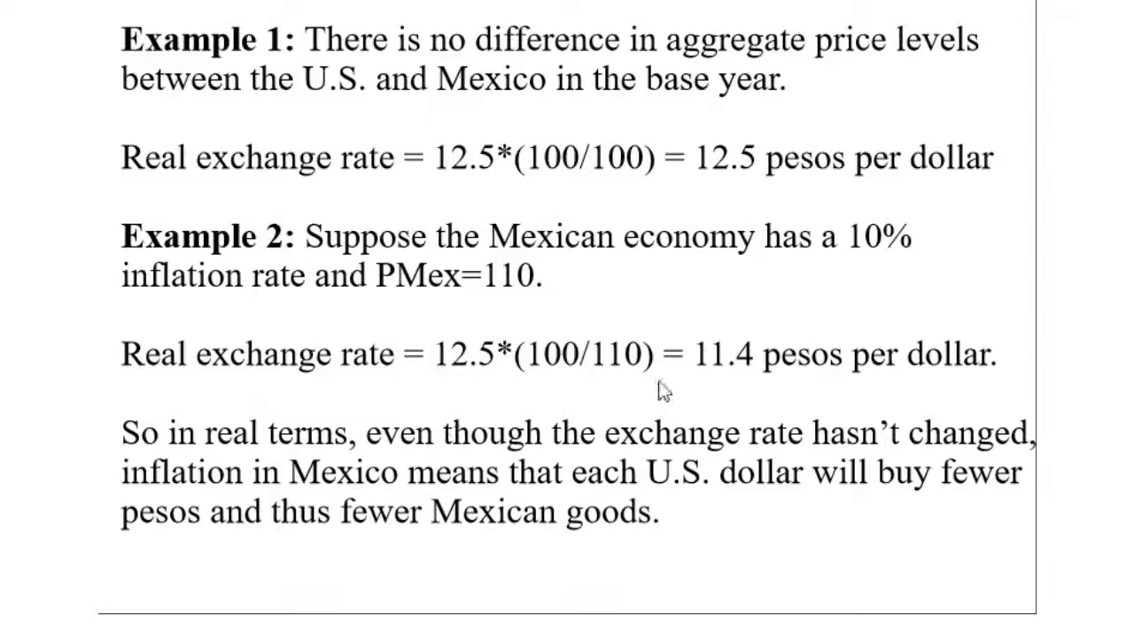In real terms, that nominal rate didn't change, but each dollar buys fewer pesos if there's inflation in Mexico. So it might look like it's 12.5, but when you adjust for inflation, it's really 11.4. So the real rate is more accurate when it shows you what your money actually buys in that country.